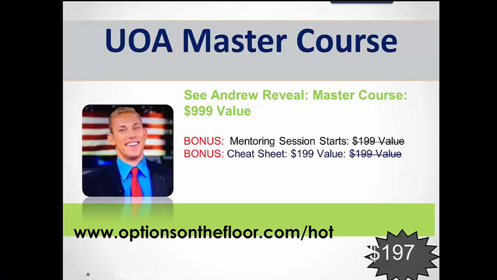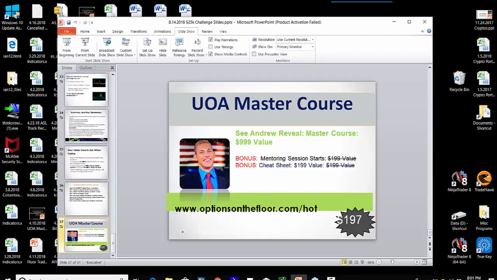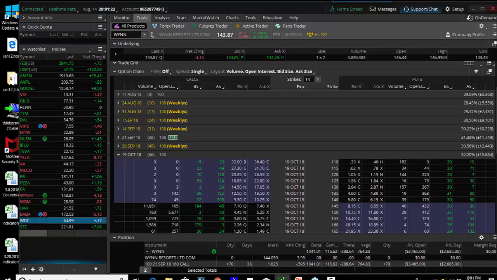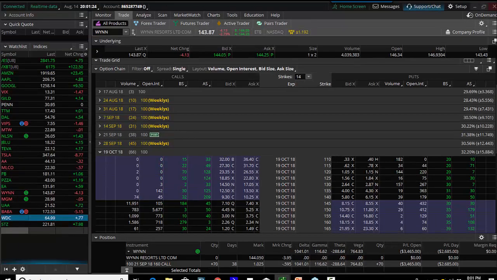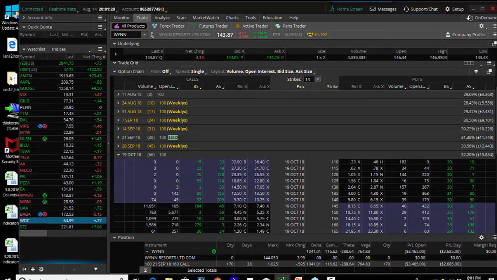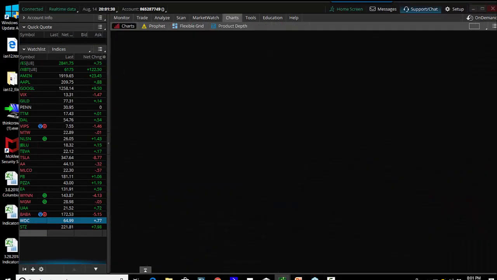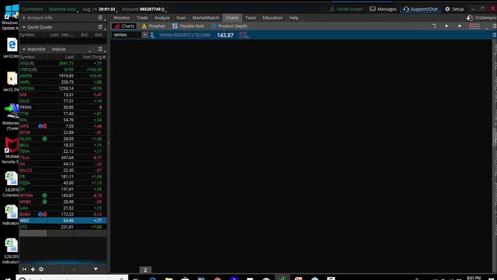Where is Thinkorswim? Trying to bring up Thinkorswim here. It's not letting me. All right, so just fire any chart, guys. I'll show you bullish, bearish, or neutral in a second using my proprietary Thinkorswim Ichimoku Cloud Indicator. It's not letting me minimize it, right?